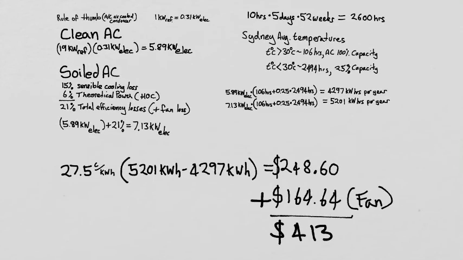Though these calculations are theoretical and are based on a very simplified version of air conditioning, we can see that the payback period for cleaning of the indoor air conditioning unit would be less than 12 months based on this $413 annual penalty.